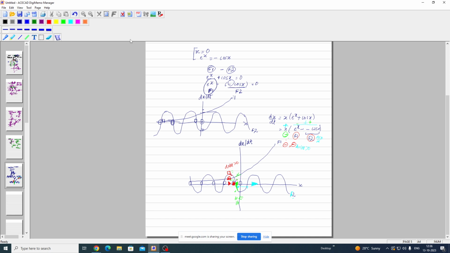Similarly, you can find out. So how do I show a stable fixed point? Make a circle, color it nicely. Similarly, you can find out the stability of the other fixed points. Okay, so this was one question we solved.